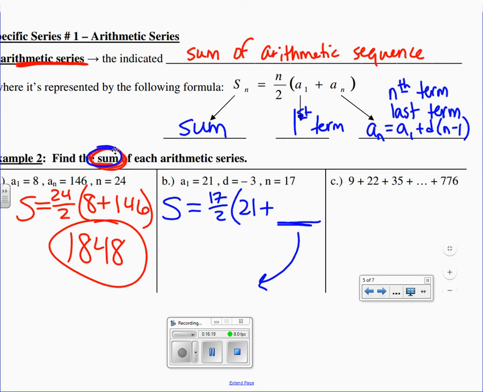So to get A sub N, what comes first in that formula? A1, which is what in this case? 21. Plus, what comes next? -3, so you could put that instead of the plus. And then I know what N is too. What's N? 17. 17 minus 1 is 16. So type that in your calculator.